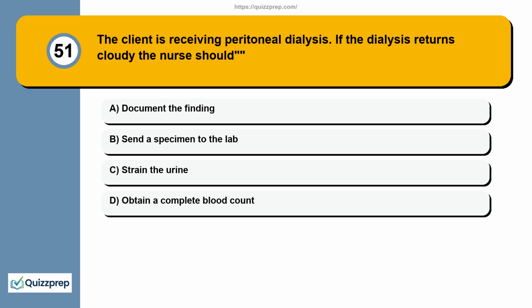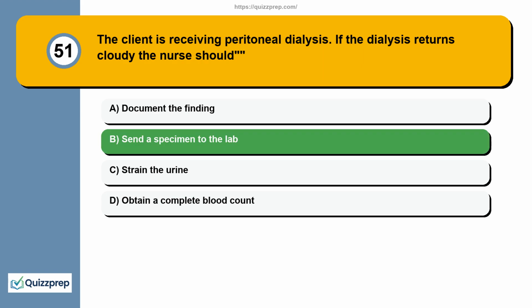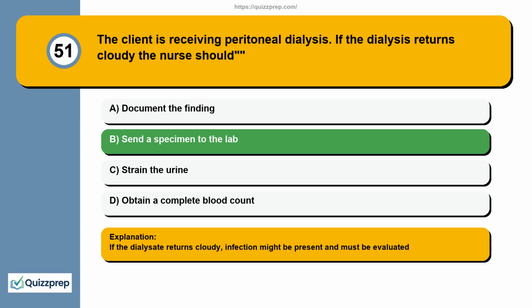Question 51. The client is receiving peritoneal dialysis. If the dialysate returns cloudy, the nurse should document the finding, send a specimen to the lab, strain the urine, obtain a complete blood count. If the dialysate returns cloudy, infection might be present and must be evaluated.